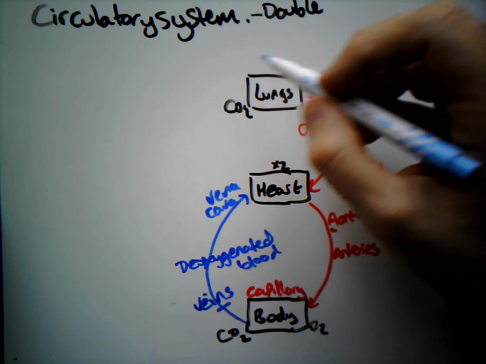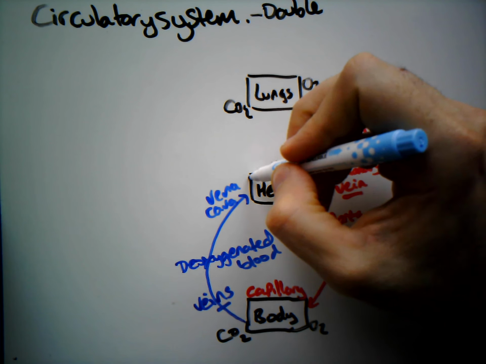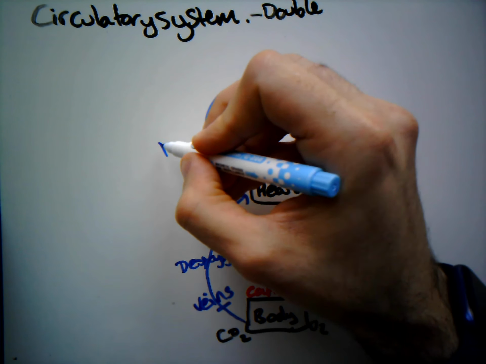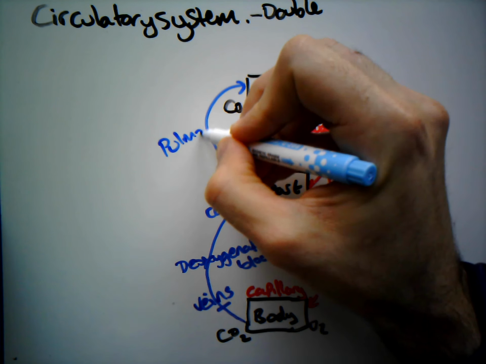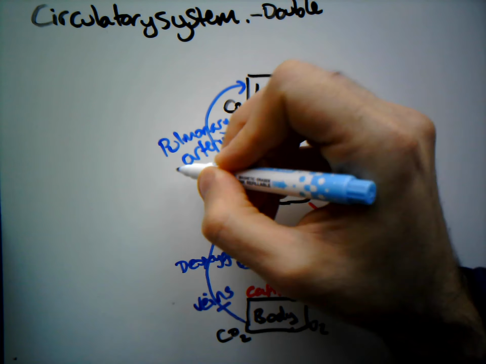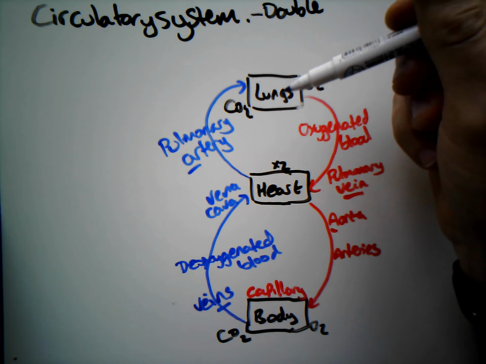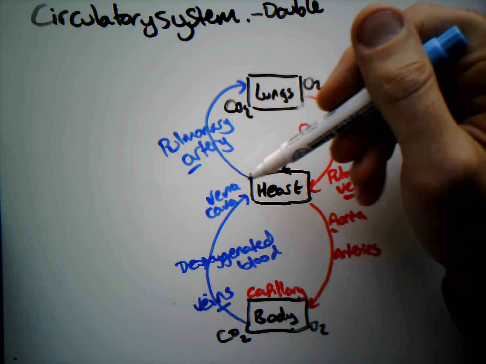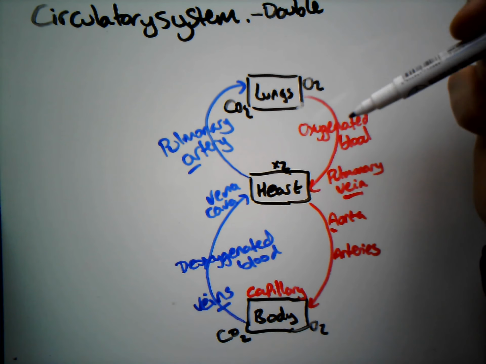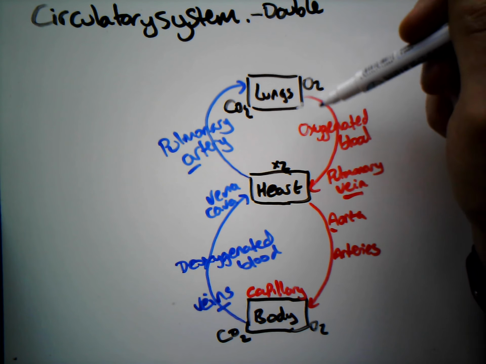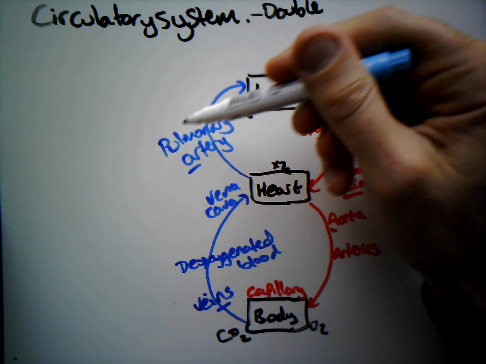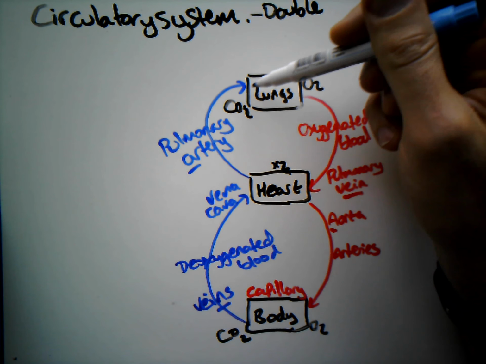From the heart it then needs to go to the lungs, so the heart is then going to pump that to the lungs, and it's going to do that in a blood vessel called the pulmonary artery. Again, this is an artery, A for artery. It is the only artery in the body that pumps deoxygenated blood anywhere. Just like the pulmonary vein is the only vein that carries oxygenated blood, the pulmonary artery is the only artery that has deoxygenated blood as it's going to the lungs.